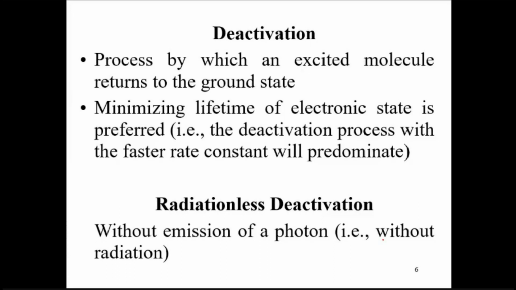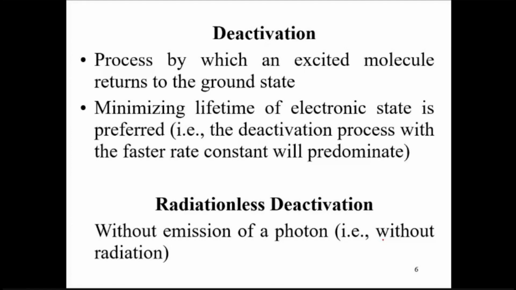Suppose there are 10 ways to reach from point 1 to point 2. There are 10 ways to go there. So the way which is the fastest one will be adopted for traveling from one point to the second point. The same is happening for deactivation. The deactivation process which is fastest will be preferred by the molecule. As a result, the excited state of that molecule will have a shorter lifetime. So that is the second point.